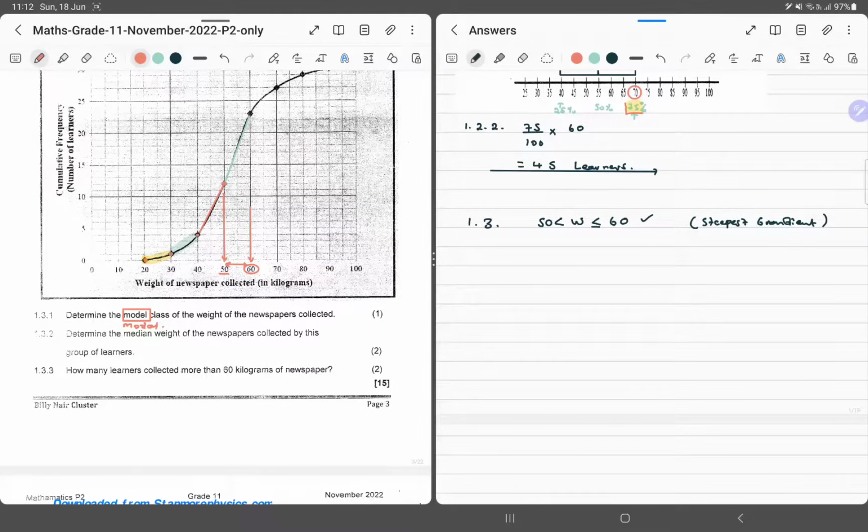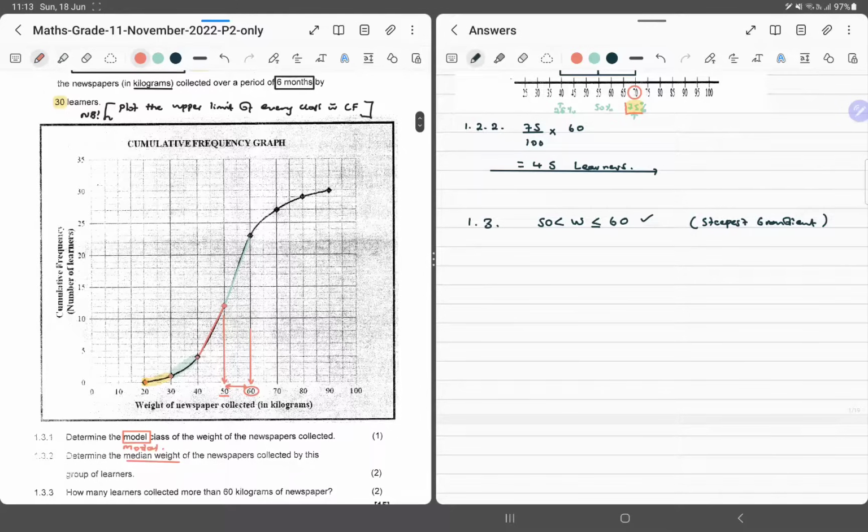Because the steepest gradient will tell us that the most of the students were there. Okay, we're in that bracket. Okay, the next question says determine the median weight. So the median weight here, we just have to find halfway of our cumulative frequency graph.